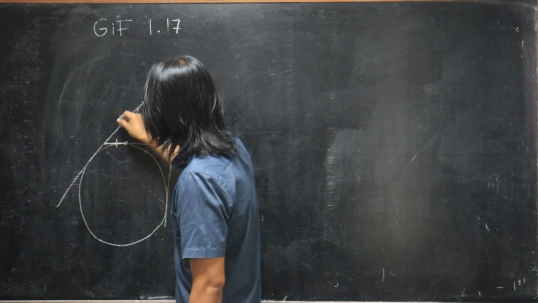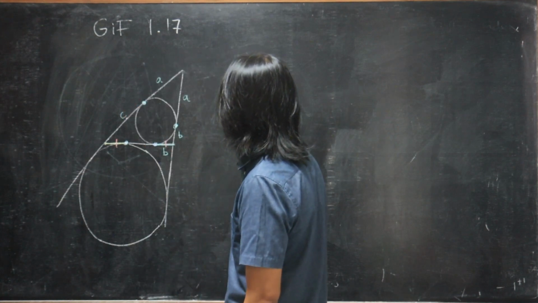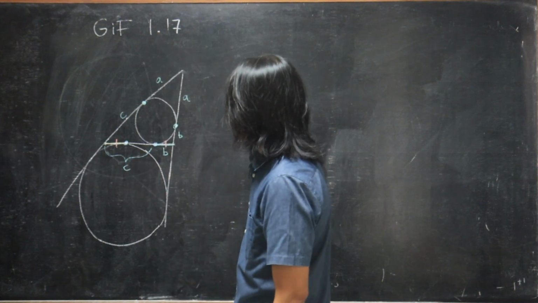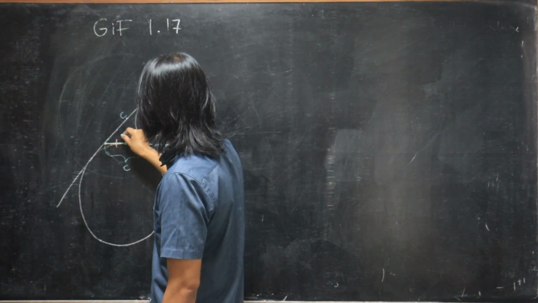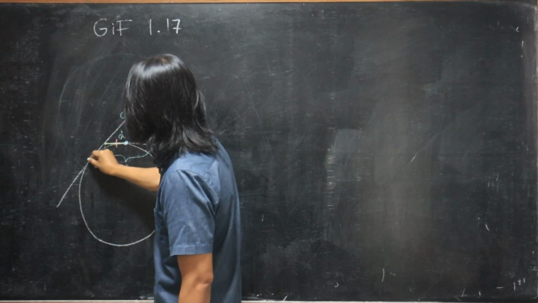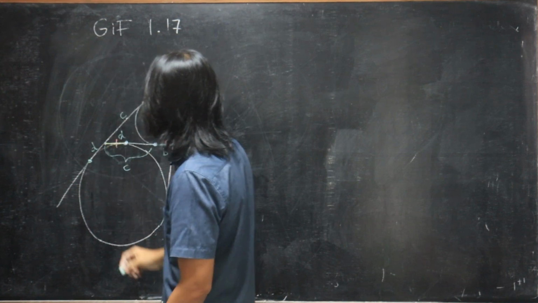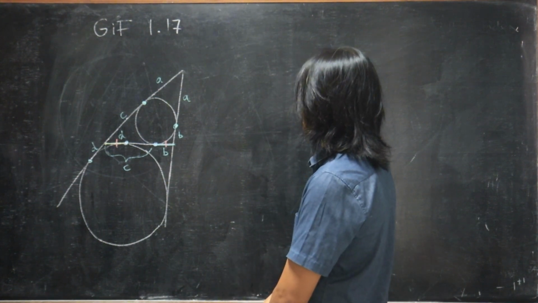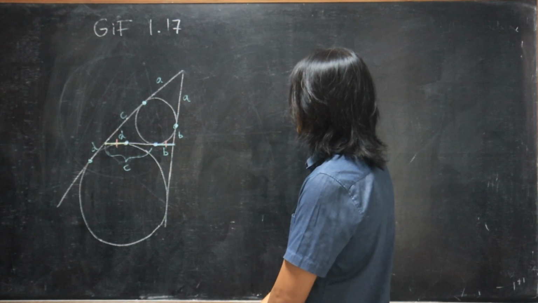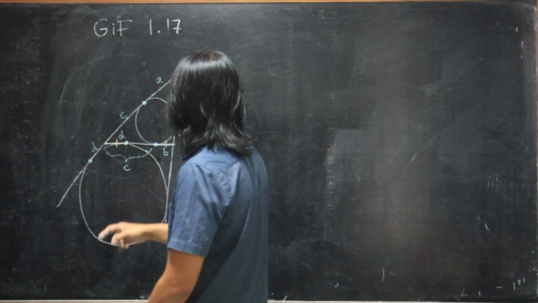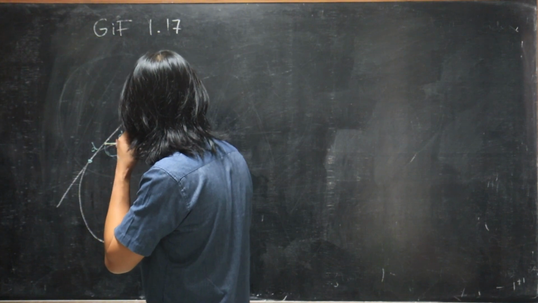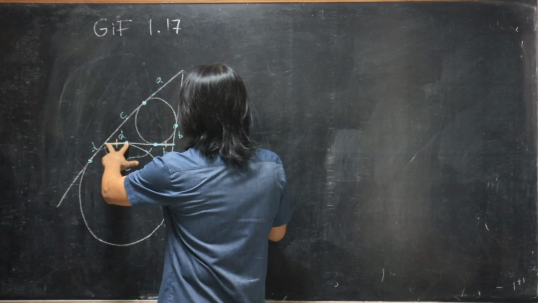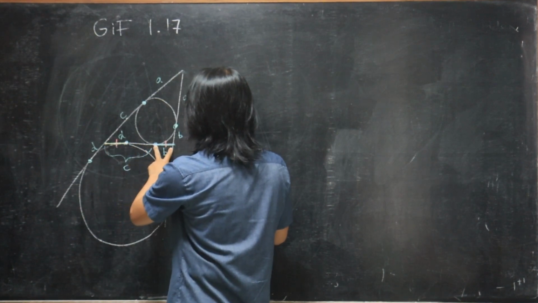If this is C, that should be C. And if this is D, that should be D. Okay, so now how can we see it? What we want to show is that D is equal to B, right?